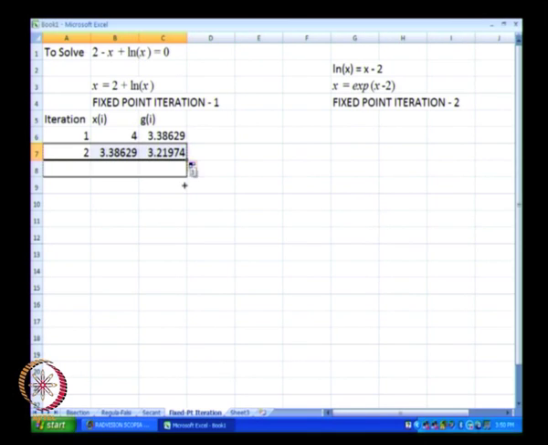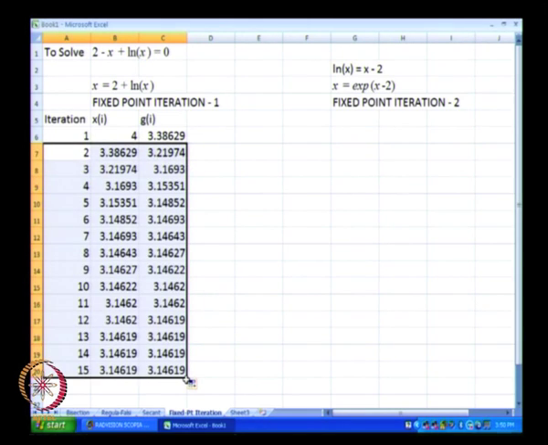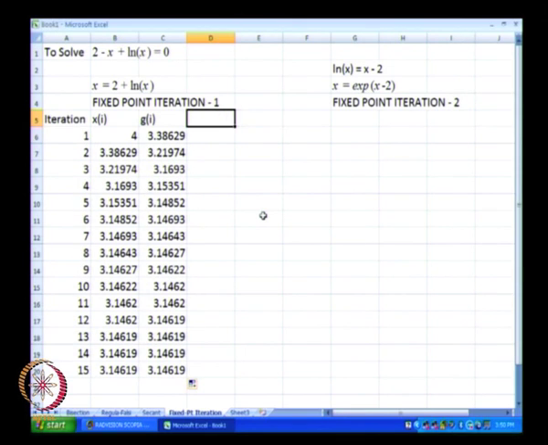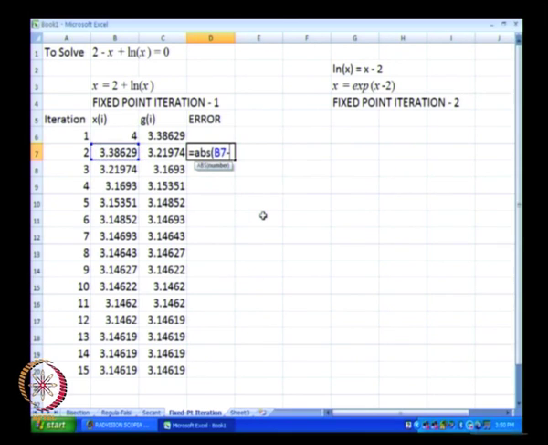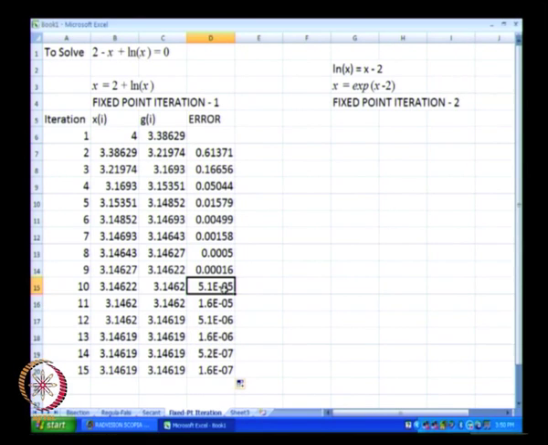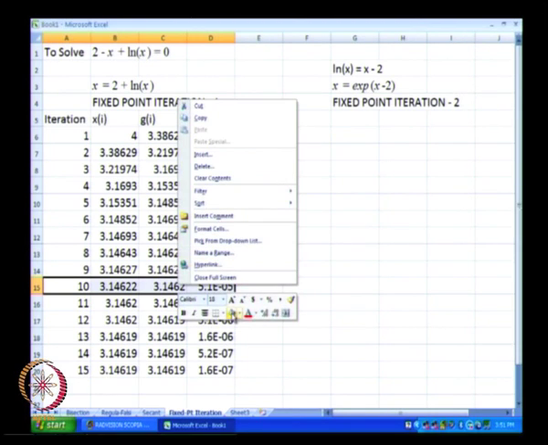We do not need anything else, and we just keep dragging it, maybe let us say up to 15 iterations, and we will also plot the error. The error is nothing but the absolute value of the difference between the current solution and the previous solution. And our stopping criterion is where the overall error ends up being less than 10 to the power minus 4. 10 to the power minus 4 was the tolerance value that we had used.